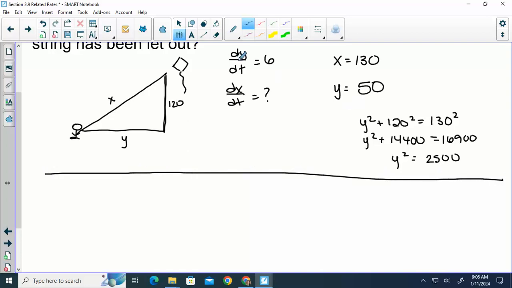All right, now I need to get my dx/dt into my problem. So what do we do? We need the derivative. We're going back to the same formula: y squared plus 120 squared equals x squared, but x and y have to be variables because they change. The derivative of y squared would be 2y dy/dt. 120 squared is just a constant, so the derivative would be 0, so that goes away. The derivative of x squared would be 2x dx/dt.